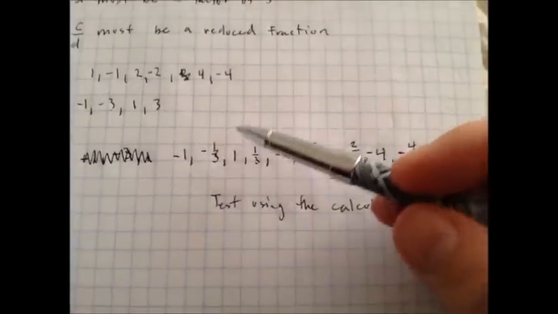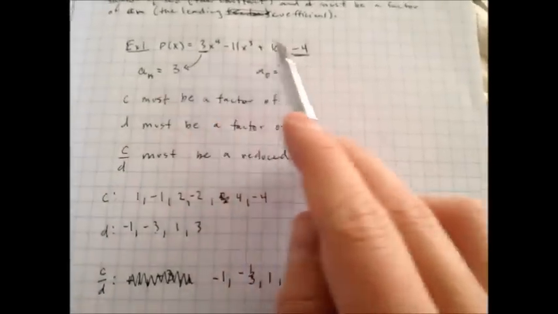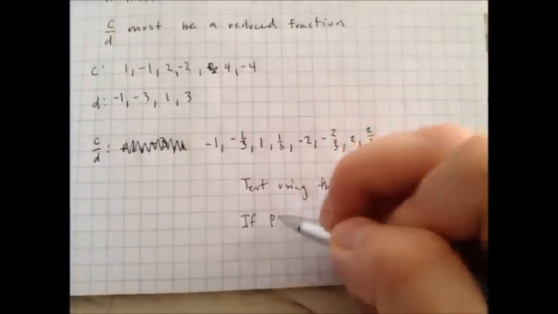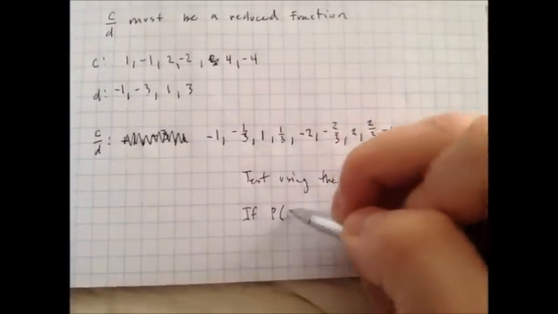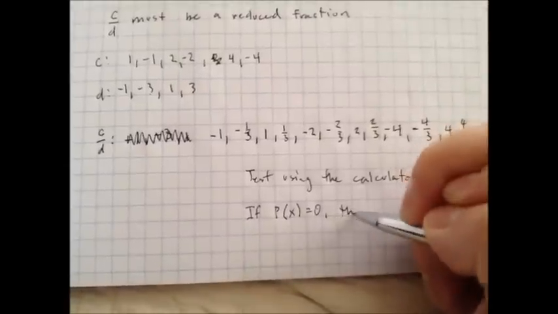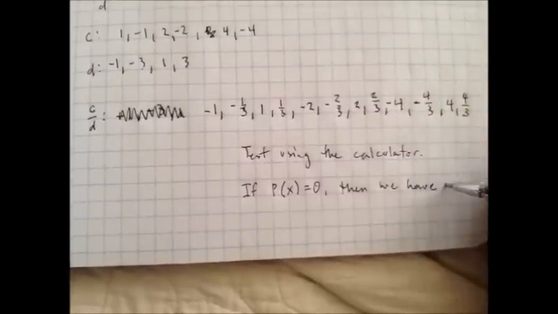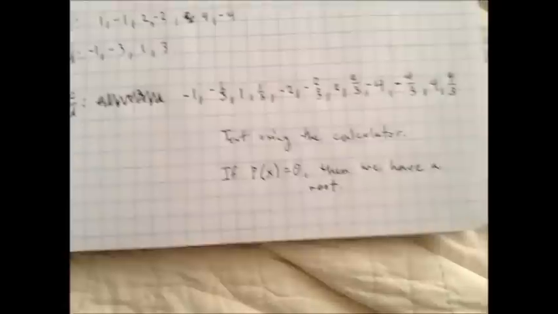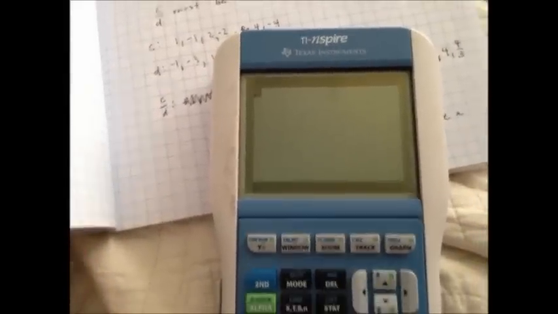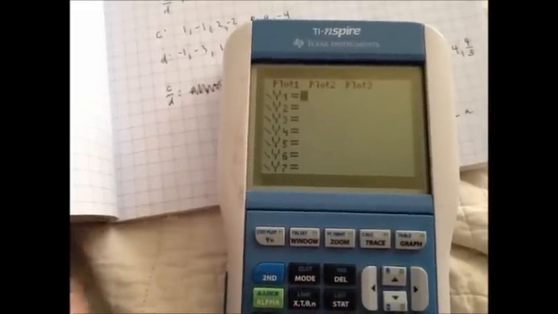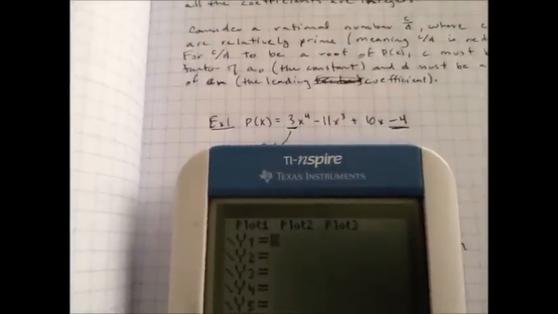Okay, so I'm going to plug all of these into my original p of x up here to see which ones equal 0. So if we plug in those values right here, if p of x equals 0, then we know we have a root. Alright, so now we're going to use the calculator. So my suggestion is, well, obviously you turn it on, and then we're going to press y equals. Then in y equals, I'm going to type in p of x. Okay, and you can kind of see what p of x is there.